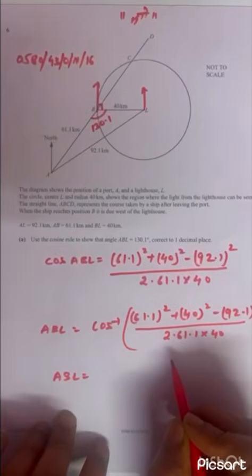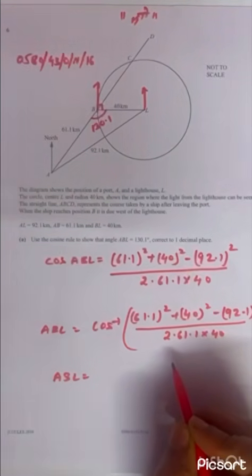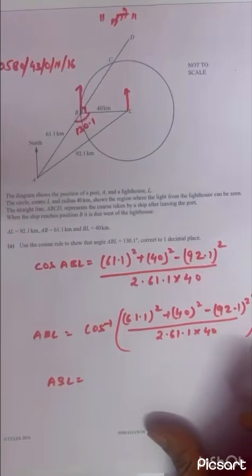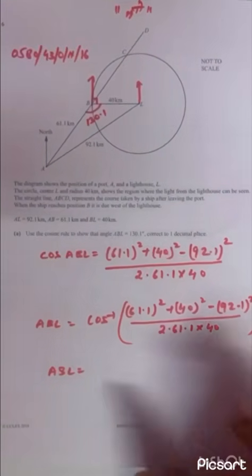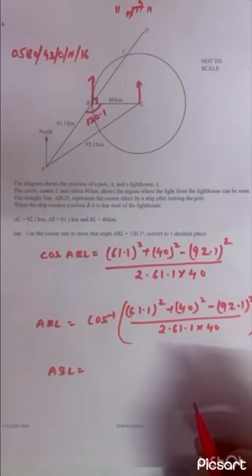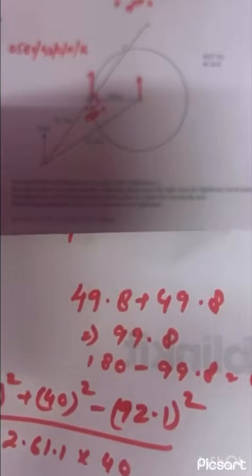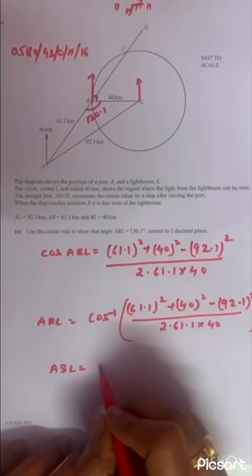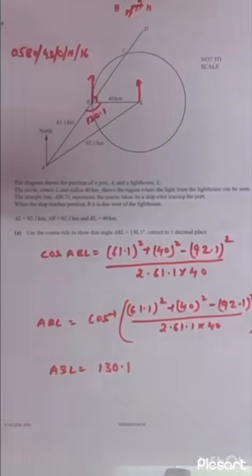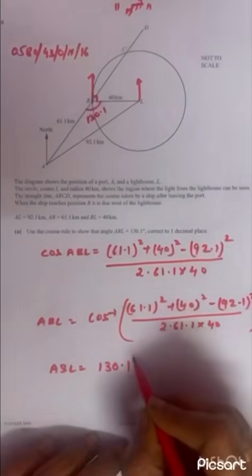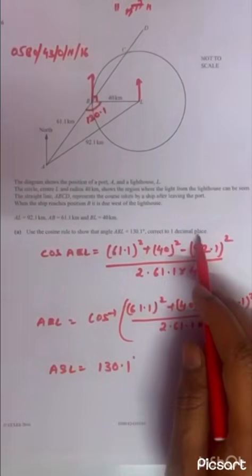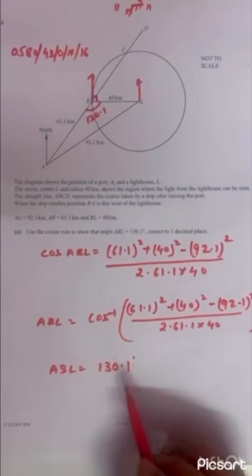give me a moment, I'll just check out the calculation for you. So it's 61.1 whole square plus 40 whole square minus 92.1 whole square, divided by 2 times 61.1 times 40. So yes, here I get the solution. It's 130.1. So the first part is already done, correct to one decimal place, hence I've mentioned 130.1.